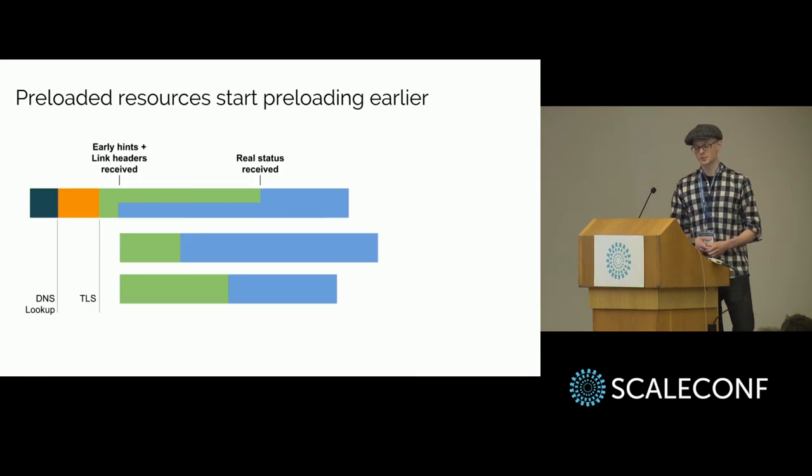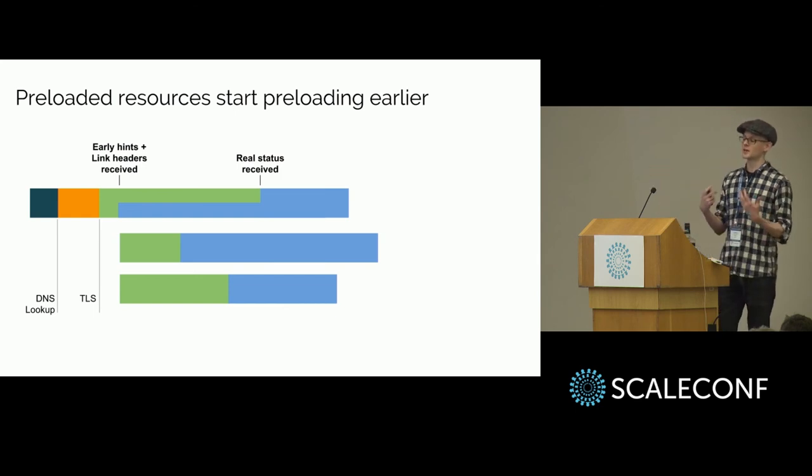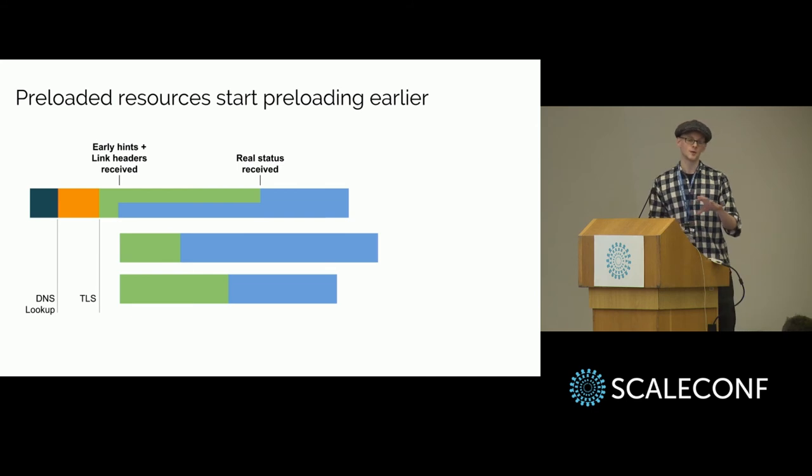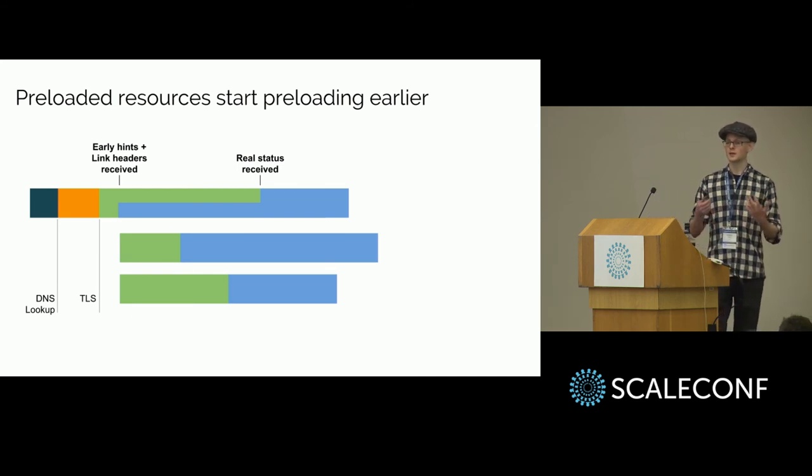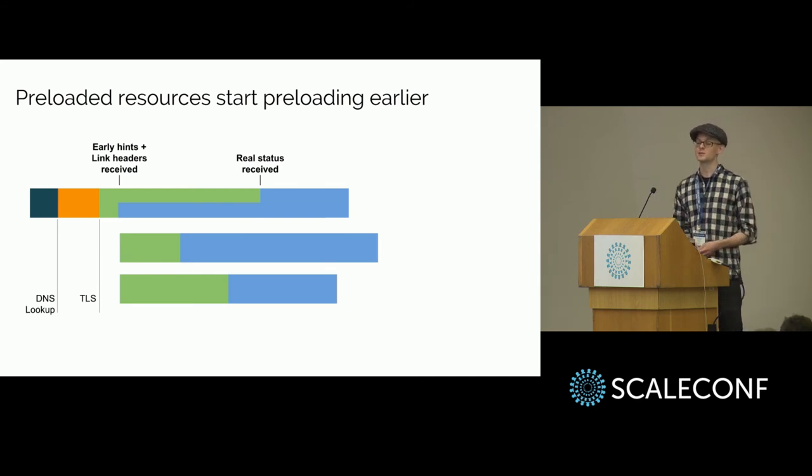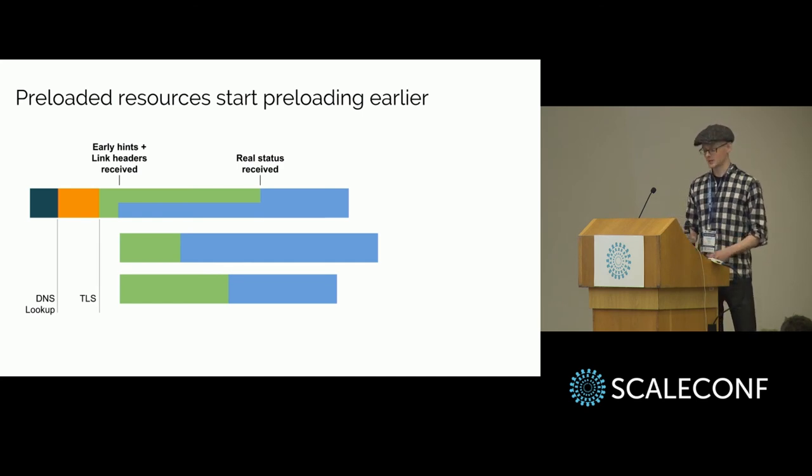So this allows the browser to start downloading those resources much earlier while the server is still in its think time. And then when it's finally concluded whether this request is going to be a success or not, it can send a second status code. This requires quite a bit of rework of the way servers work and the way that CDNs work, and so we don't expect to see this this year, but we might start to see people adopting this next year.